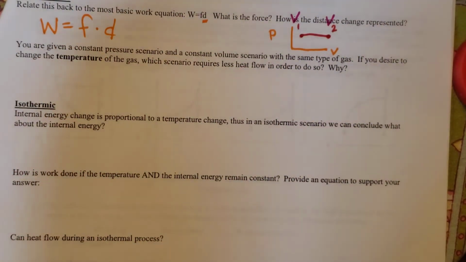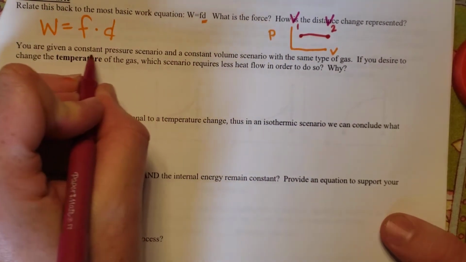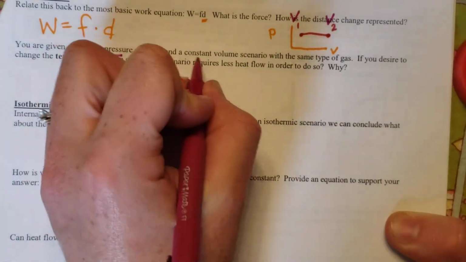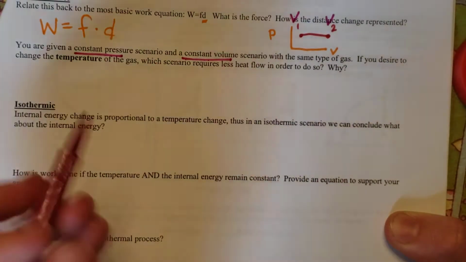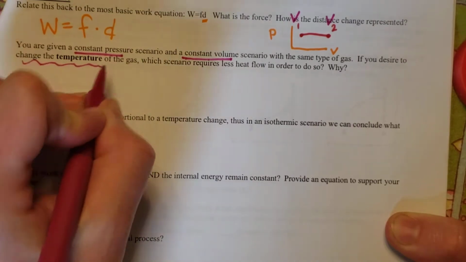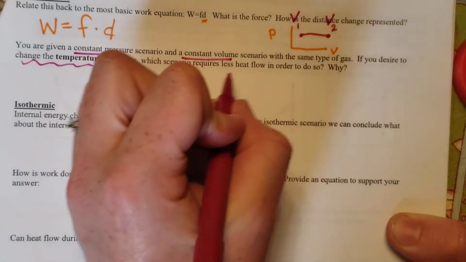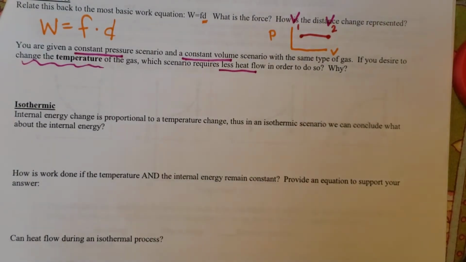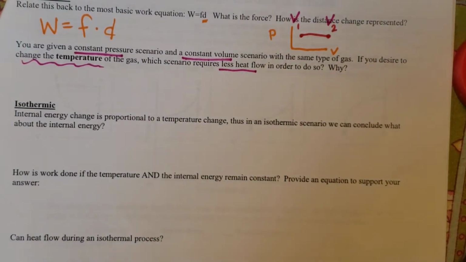So we have isobaric and we have isochoric. Isobaric, constant pressure; isochoric, constant volume. Basically it's saying we have one of those two scenarios. Keep the pressure the same, keep the volume the same. But what if you want to change the temperature? Which one will require less heat in order to do it? Which scenario requires less heat to flow?